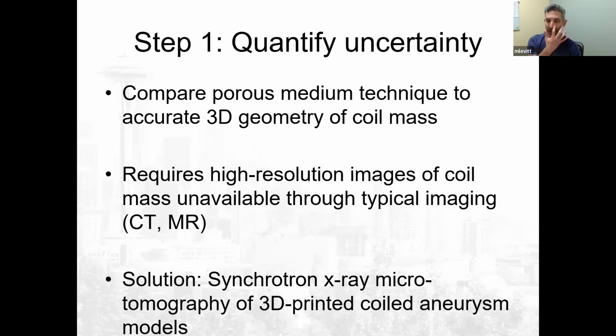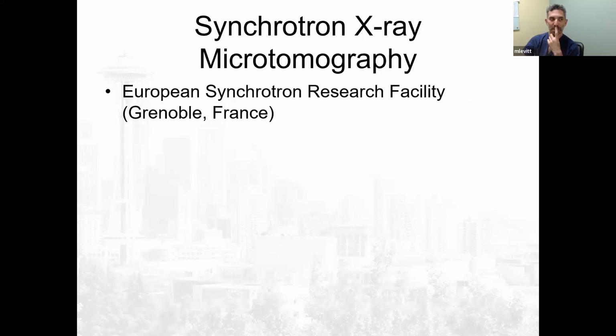And so what we did was we wanted to get a really good picture of what coils look like when they're deployed. There's not a good way to do that in a patient because the CAT scans don't look very good, MRIs don't look very good. So what we did was we created some 3D printed models of actual aneurysms, and then we filled them with little actual coils, and then we can image them in interesting ways.